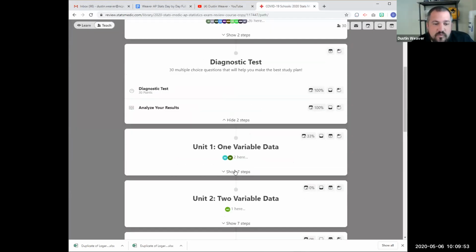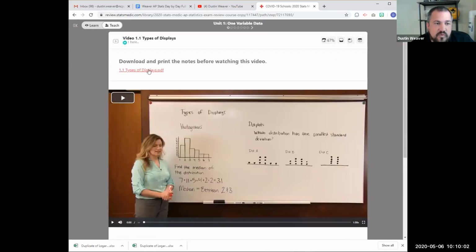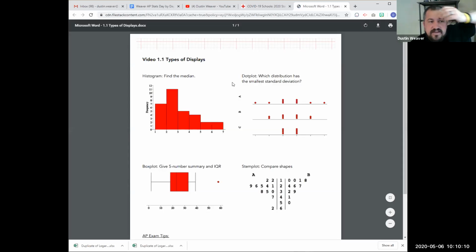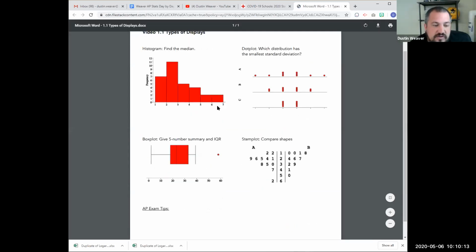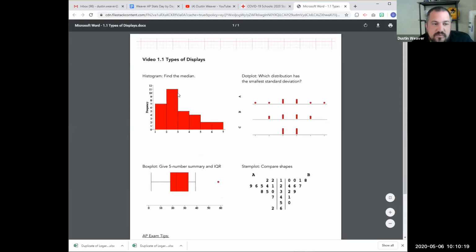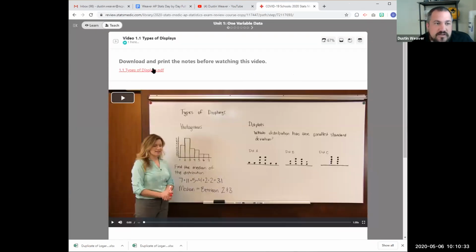If you'll go to Stats Medic, we're in Unit 1. We're going to go to Video 1.1, which is Types of Displays. If you haven't already, print out the notes for these videos. If you're not able to, understand, but they're really nice one-page notes. At the bottom, you'll be able to write the AP exam tips that they give in the video, and talk through some of these as you go. So these are guided notes that take you through each video, and then we'll talk about them as we go through as well.